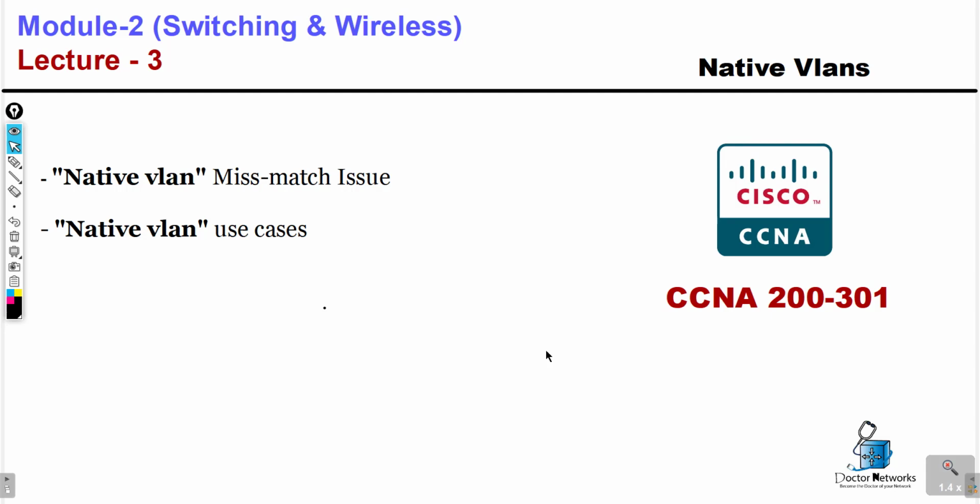So, native VLANs. We discussed native VLANs in lecture number 2 a little bit, but didn't go really in depth about where they are used and what the use cases are, and you have some issues when you're configuring native VLANs between switches. So we will be looking at that, and yeah, here we go.